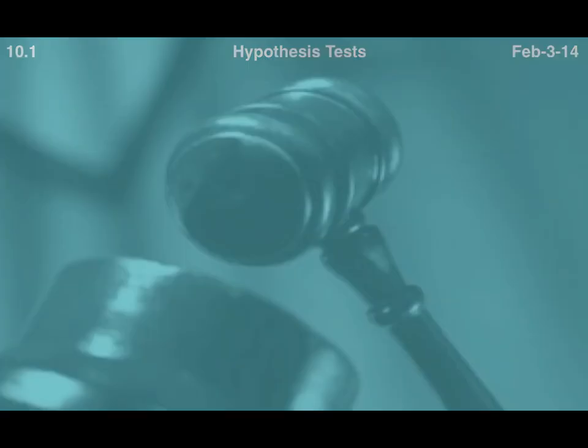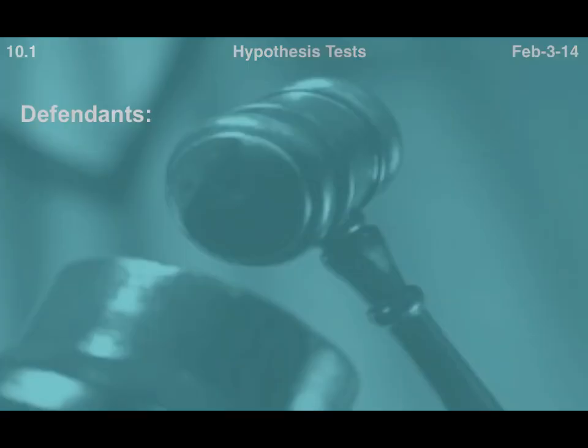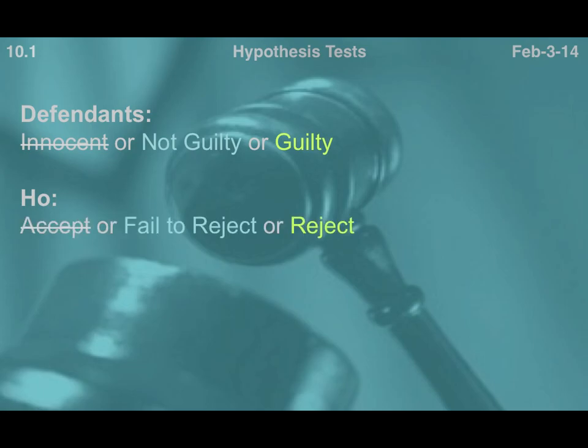We cannot prove the null true. That's really important. That's why it's big in red. We can never prove that the null is true. We only say that there's not enough evidence for the alternative, so we have no reason to doubt the null. In a court of law, the defendant is either not guilty or guilty. We never prove the defendant innocent. In a hypothesis test, for the null, we either fail to reject or reject. We never accept the null. The null is always what we assume to be true. We never, ever accept it. You always look for evidence in favor of the alternative.